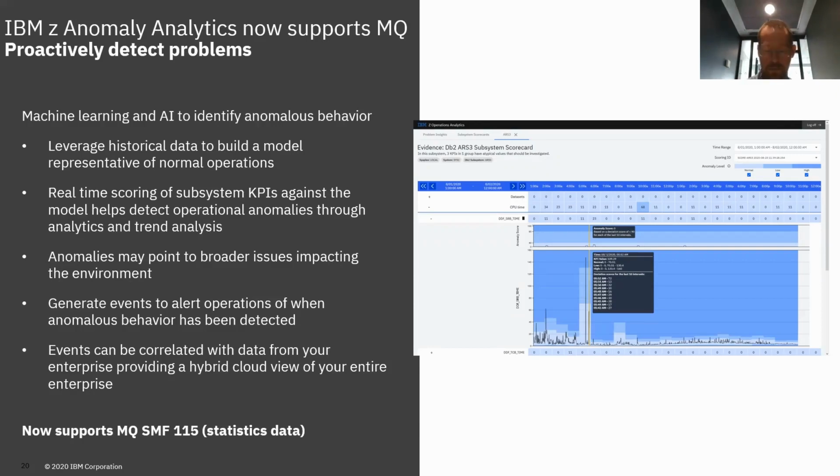As of last month, or actually, sorry, 2 months ago now, we've got support for taking MQ SMF 115 IR statistics and putting it into Z Anomaly Analytics. And there's a whole load of other things we're going to be doing in the future in this space, because I think it's increasingly important for customers to totally understand what's going on in their mainframe, rather than having to spend all their time figuring out whether something's right or wrong, actually having tooling do it for you. And Z Anomaly Analytics does a really, really good job. So if anyone's interested in more information on that, do let us know, because we've been talking to quite a lot of customers about it.